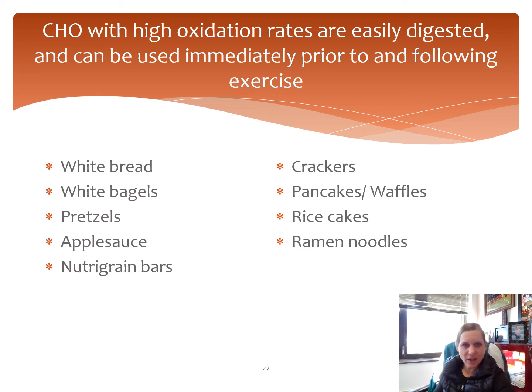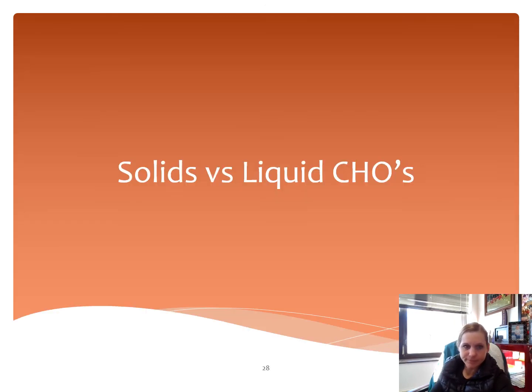prior to exercise. So you've got white bread, white bagels, pretzels, applesauce, Nutri-Grain bar, crackers, pancakes, rice cakes, ramen. Again, this is not an all-inclusive list, but this is a nice list of things that can be easily digested. They're not high in acidic molecules. They're not high in fat or protein. They're just simple sugars that can be pretty quickly digested and absorbed.